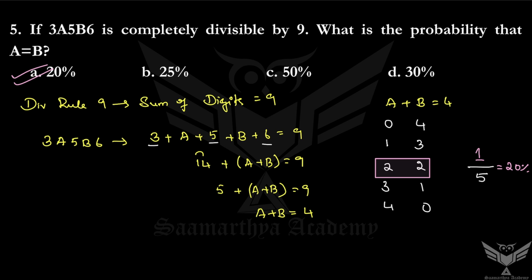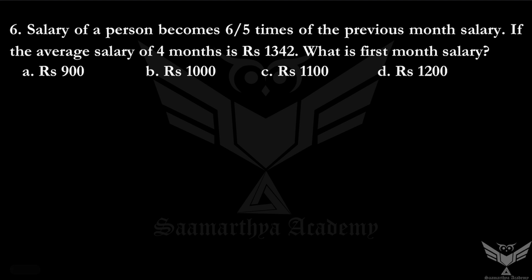Now, question number 6. Salary of a person becomes 6 by 5 times of the previous month's salary. If the average salary for 4 months is rupees 1342, what is the first month's salary? Now, this question is like solving equations related to averages. What is given? Suppose the first month's salary is X. Second month salary is 6 by 5 times of the first month salary. That is 6 by 5 times of X.